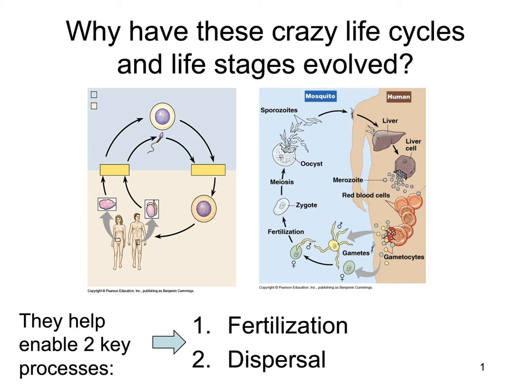Dispersal is just movement from one area to another. The overarching idea here is, as with any of these adaptations, these should enhance the overall fitness of these organisms. So being able to have fertilization, being able to disperse, should enhance the overall fitness of these organisms.